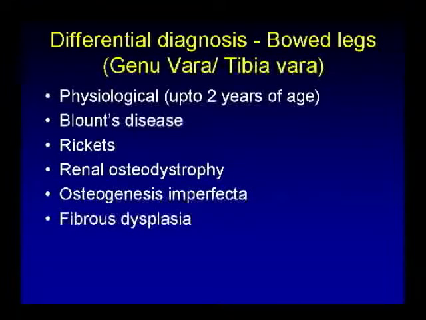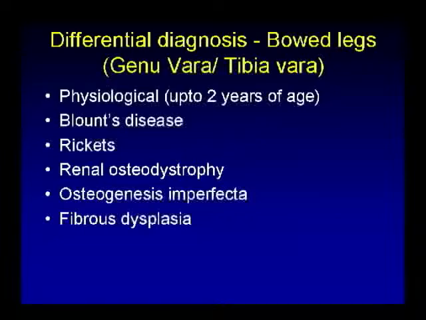A quick look at the differential diagnosis of varus alignment of the knee joint or the tibia. The varus alignment is physiological till 2 years of age. After that, it starts to straighten up and goes towards more of a valgus alignment. But up to 2 years of age, it can be physiological.